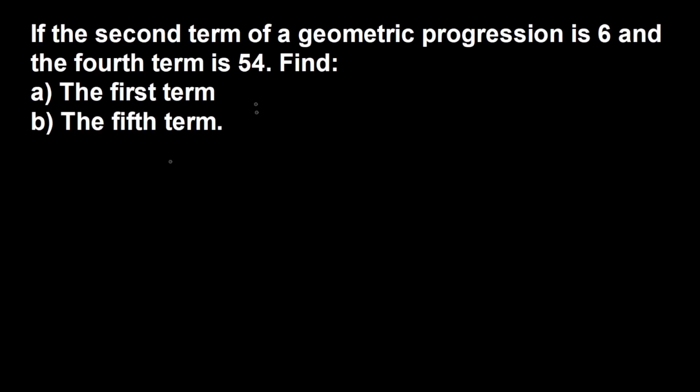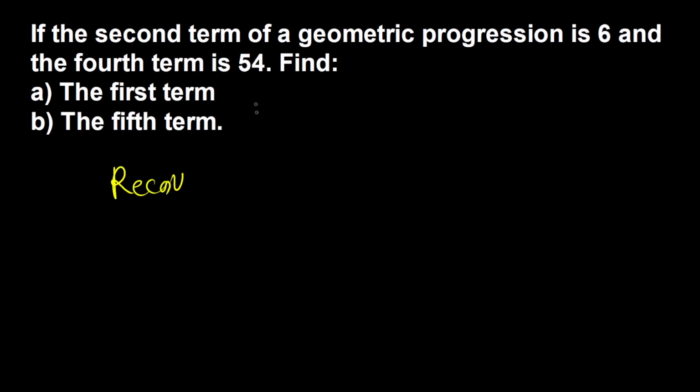This question reads, if the second term of a geometric progression is 6 and the fourth term is 54, find A, the first term, B, the fifth term. I would like you to note this. In a geometric progression, the ratio of the consecutive terms is constant. To solve this problem, we are going to deploy our formula for geometric progression.